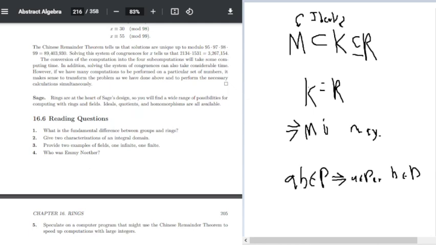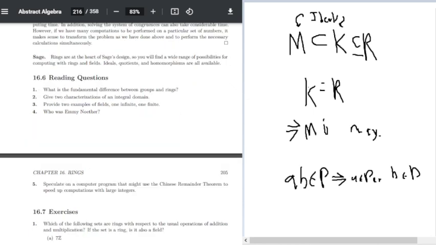So, not Sage, please no. So what is the fundamental difference between groups and rings? Rings are a priori supposed to be abelian, and they have a multiplication structure, a structure that acts nicely on the abelian structure, left and right.